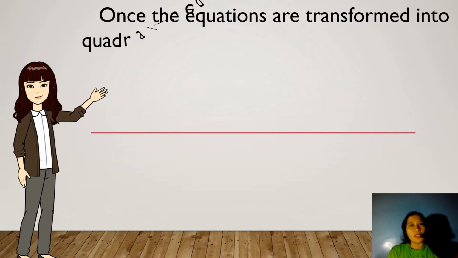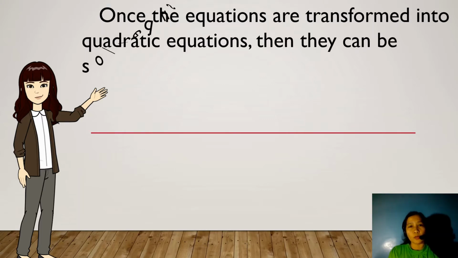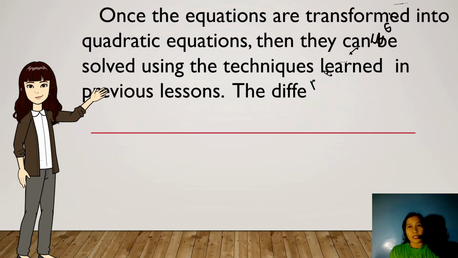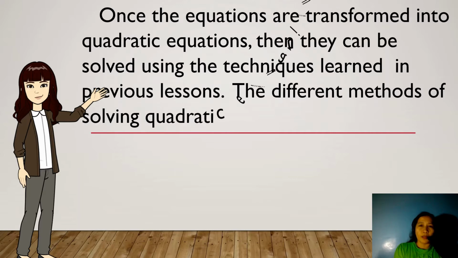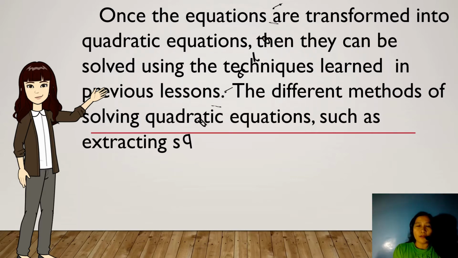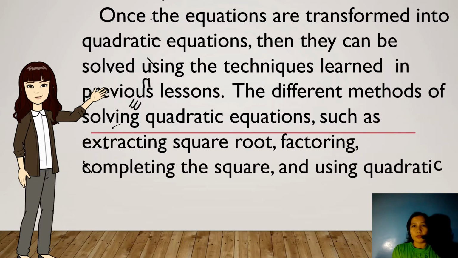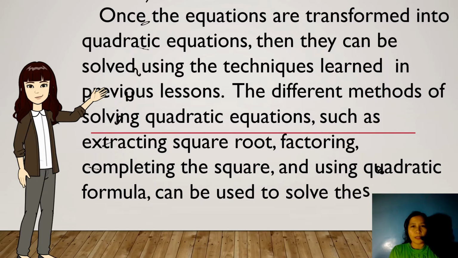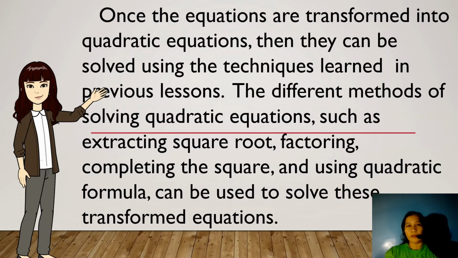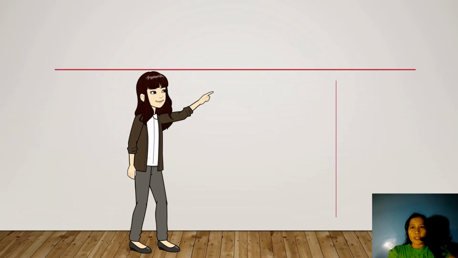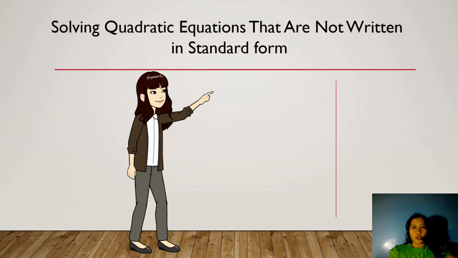Once the equations are transformed into quadratic equations, then they can be solved using the techniques learned in previous lessons. The different methods of solving quadratic equations, such as extracting square root, factoring, completing the square, and using quadratic formula, can be used to solve these transformed equations. I will give you an example of how an equation is transformable into a quadratic equation.